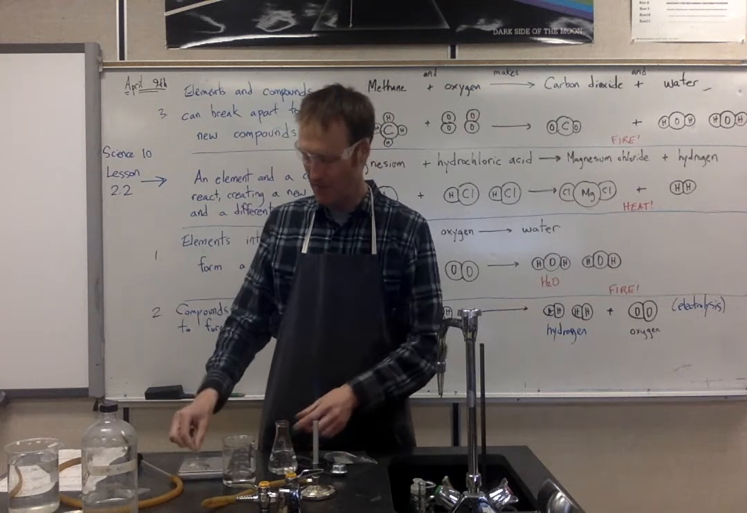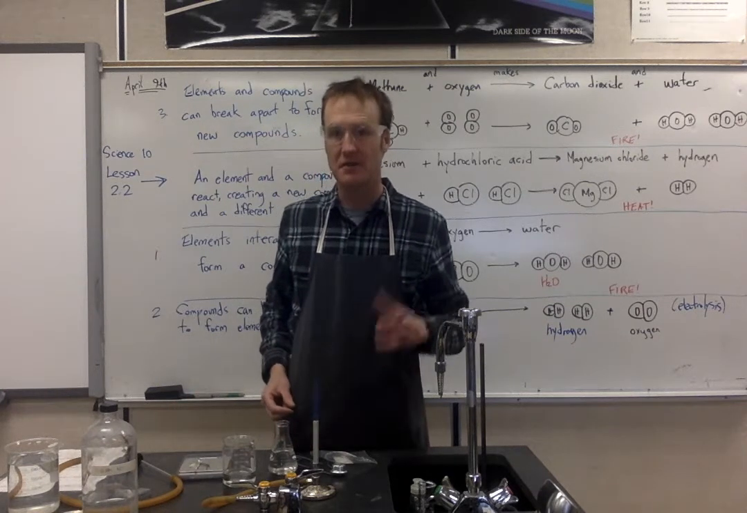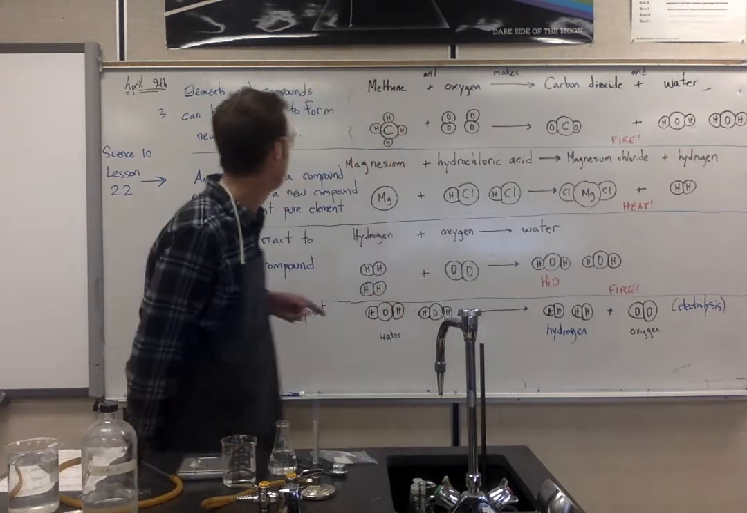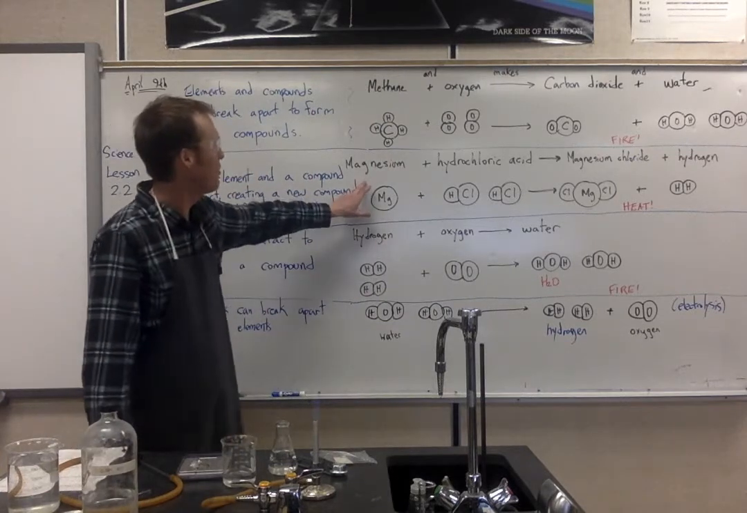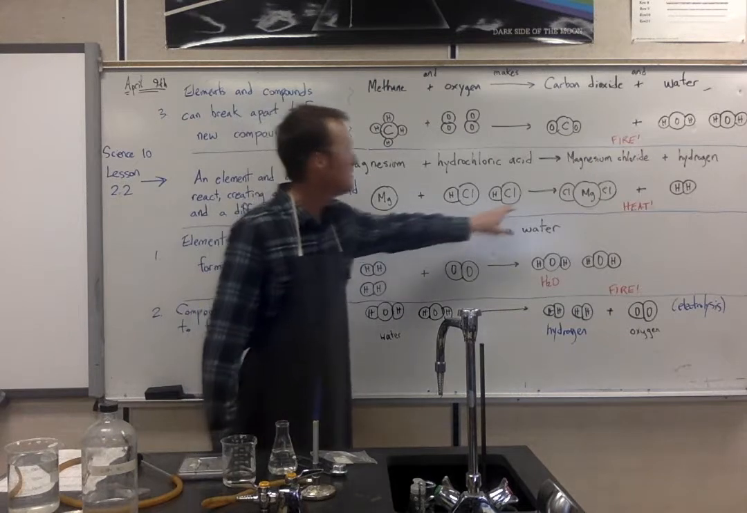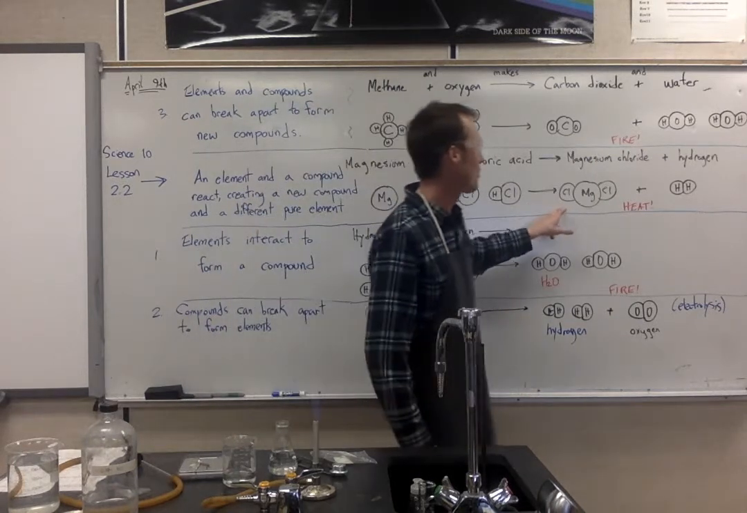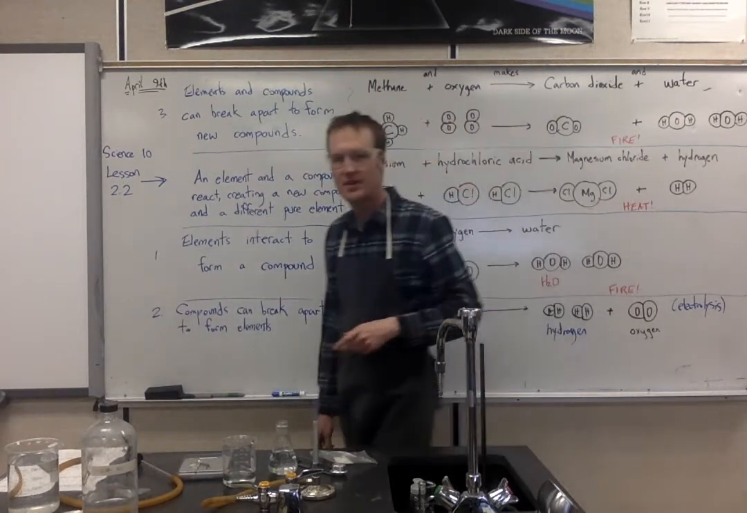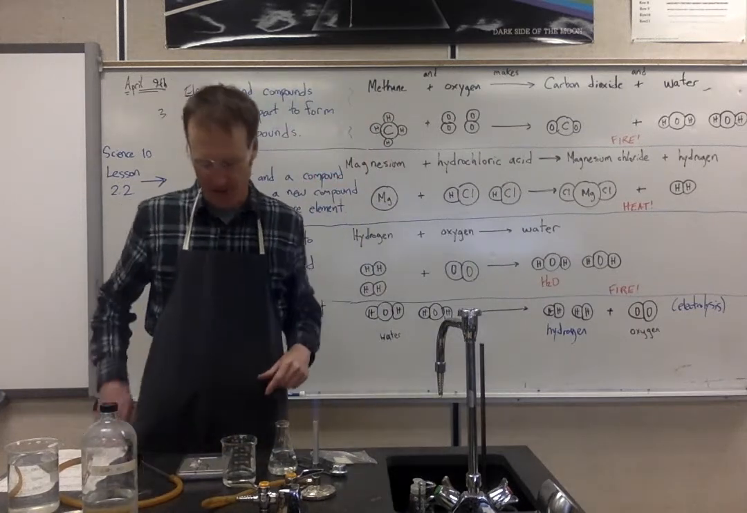magnesium metal strip. The reaction is, this is for you Chemistry 11, if you're listening, some of you I know will want the extra marks. Magnesium plus hydrochloric acid reacts to make magnesium chloride plus hydrogen. Science 10, you're going to need to know these kinds of reactions.